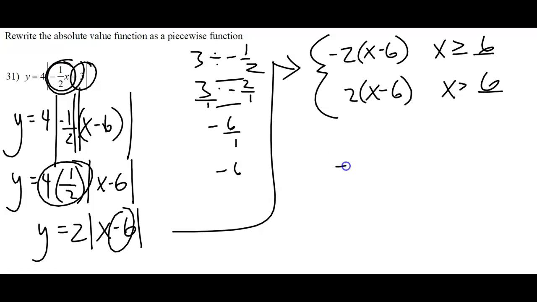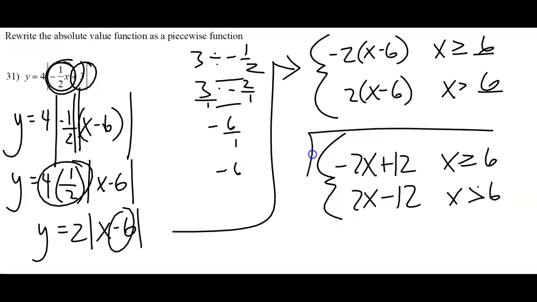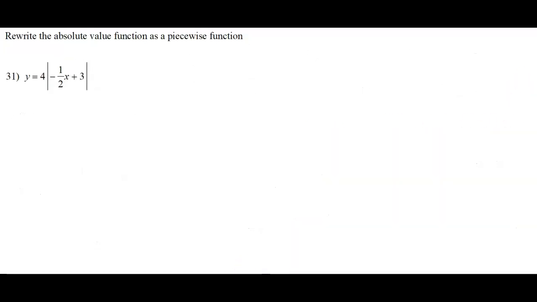Distribution gives me negative 2x plus 12. And distribution on the bottom gives me 2x minus 12. And there's my piecewise function. All right, let's go ahead and take a look at number 34.